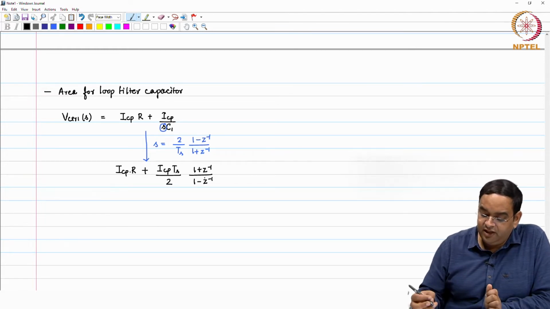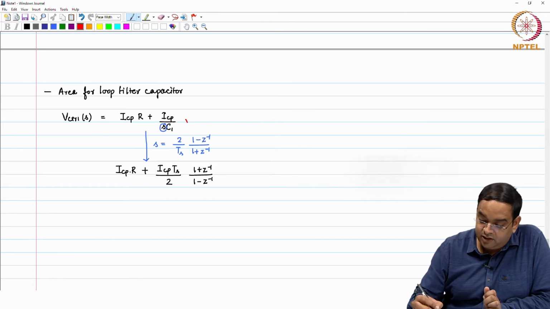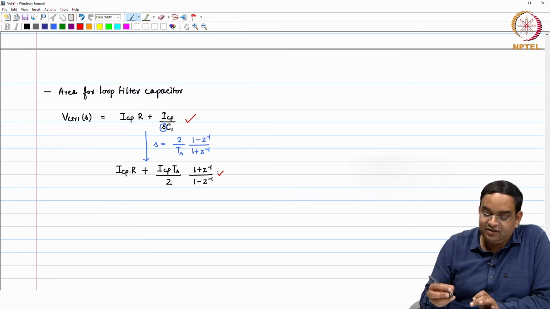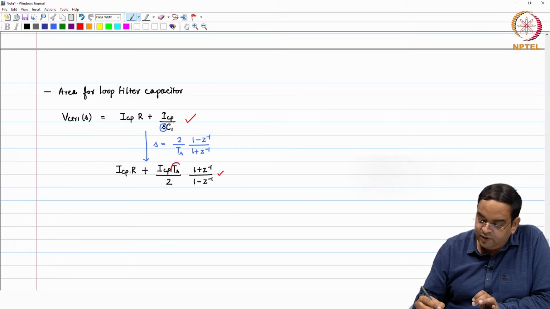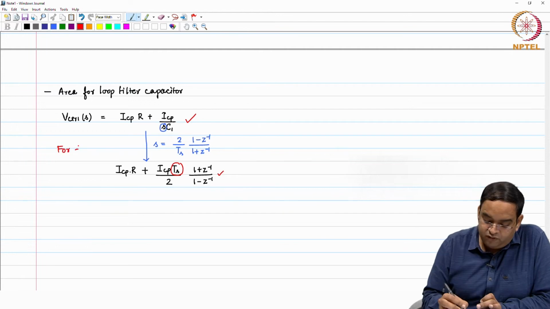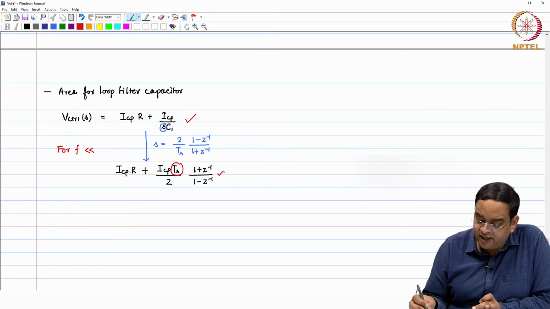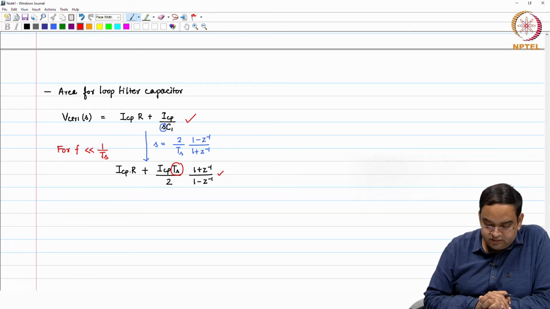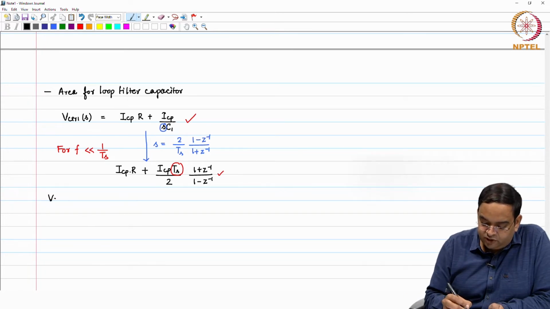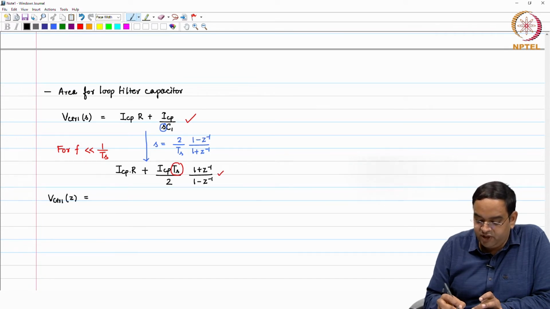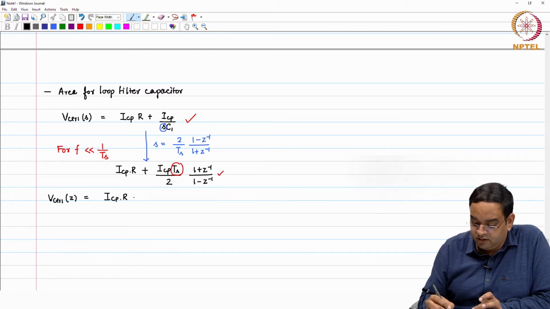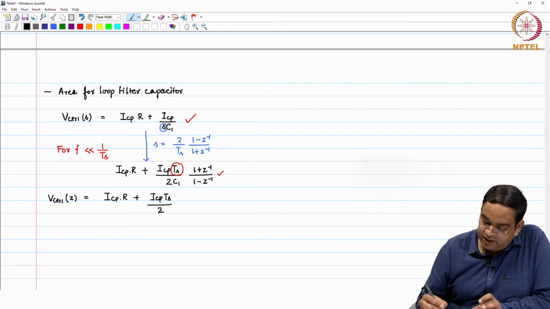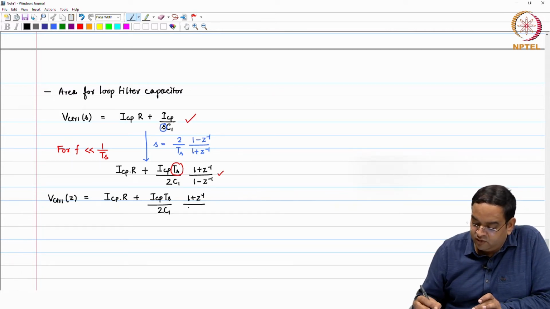Okay, so ideally speaking, what we have done is we have just converted this analog transfer function to its digital equivalent, for frequencies much lesser than the sampling rate which I am using to implement this digital transfer function. For frequencies much less than your sampling rate, these two transfer functions will have the same input to output response. So now I will write this in terms of V control, from the Laplace domain to the Z domain. I have the transfer function ICP times R plus ICP Ts by 2C1, I forgot that, C1 times 1 plus Z inverse over 1 minus Z inverse.